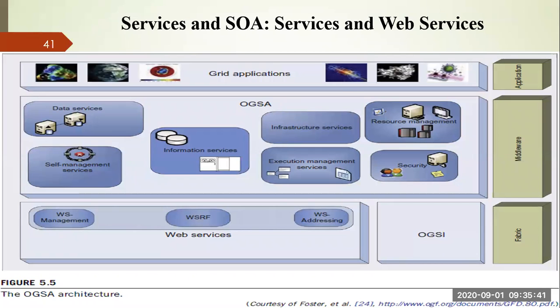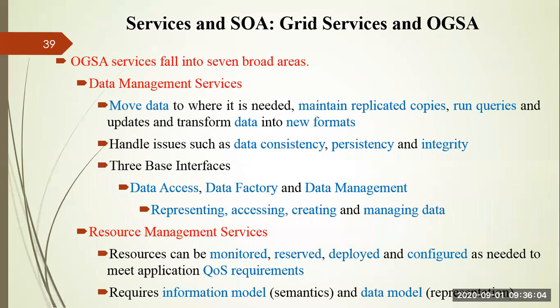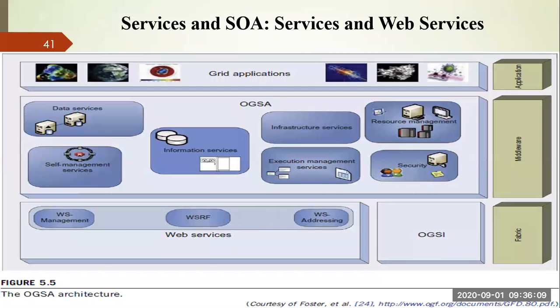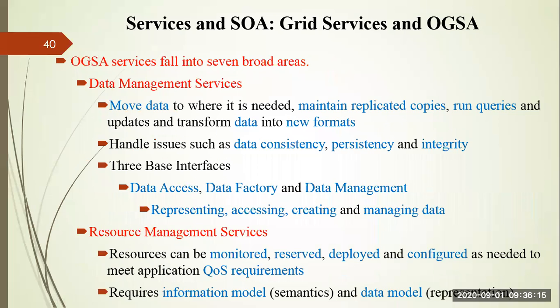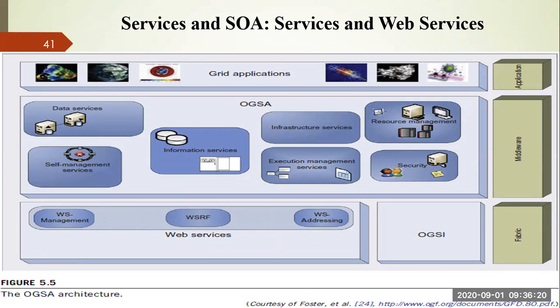So you see here, this OGSA architecture is a base architecture for your service oriented architecture. OGSA architecture consists of three things. One is called the fabric layer, that is the bottom layer. Next, in between you have the middle layer. This middle layer provides the 7 areas we discussed in the previous slides: infrastructure services, execution management services, data management services, resource management services, security services, information services, and self-management services are provided by this OGSA. And OGSA is having this OGSI, as I already discussed. OGSI, that is your Open Grid Services Infrastructure, is provided in the fabric layer.